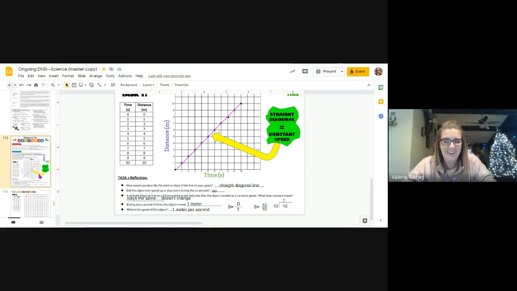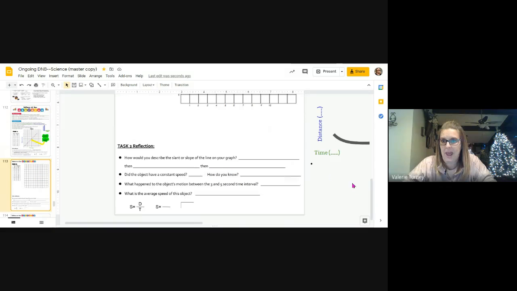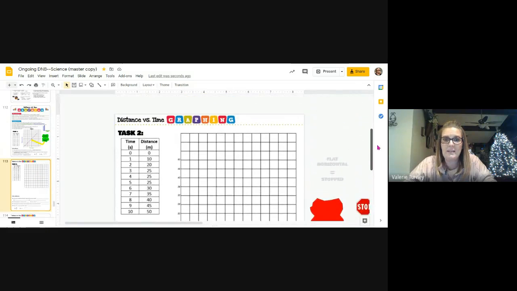All right. Here is our second page. So this is task 2. You've got seconds again and you've got meters again, but this time you have from 0 to 10 seconds. So still just 10 seconds, but look at the distance. This time, this person went 50 meters in 10 seconds. The other one had only gone 10 meters. This one went 50 meters.